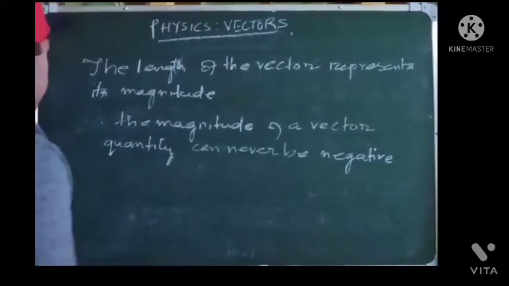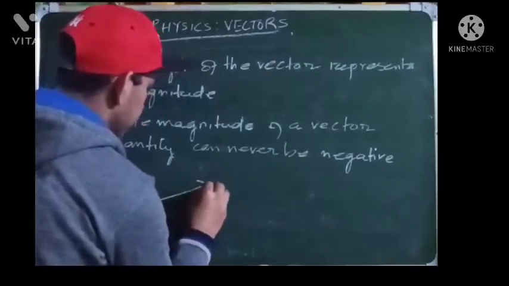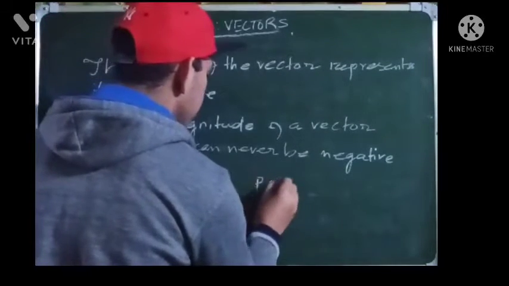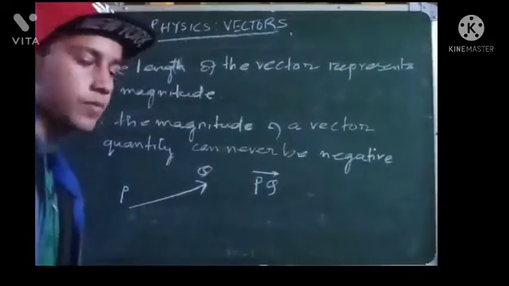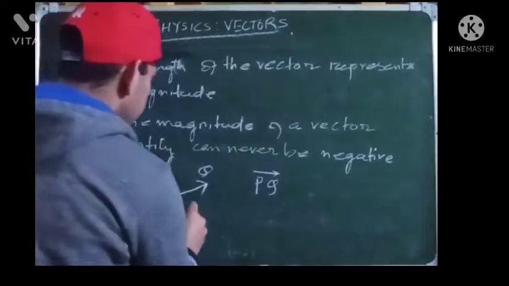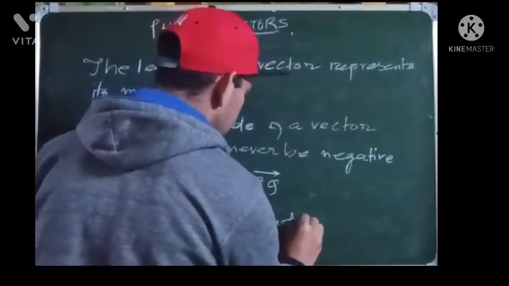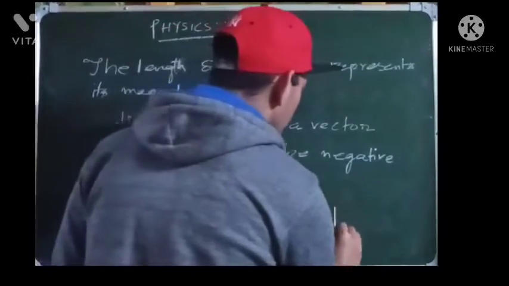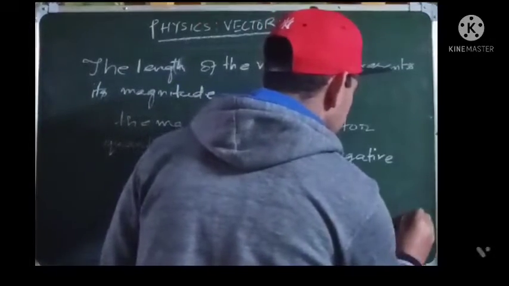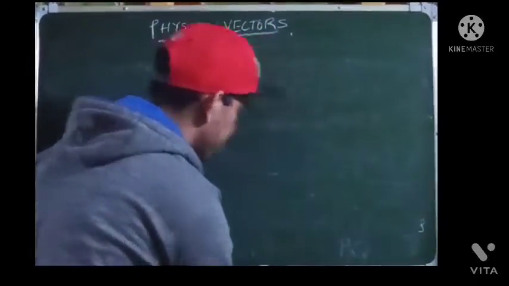Now we are going to study how to represent magnitude of a vector. Suppose we take an example of this vector, PQ vector. It can be represented as PQ with a directed line segment over it. This can be represented as PQ vector. Now its magnitude can be written as mod of PQ vector or simply PQ. You can pause the video and note down the things which I am writing.